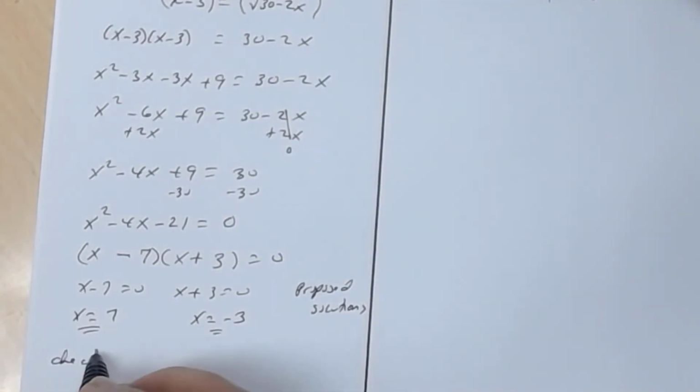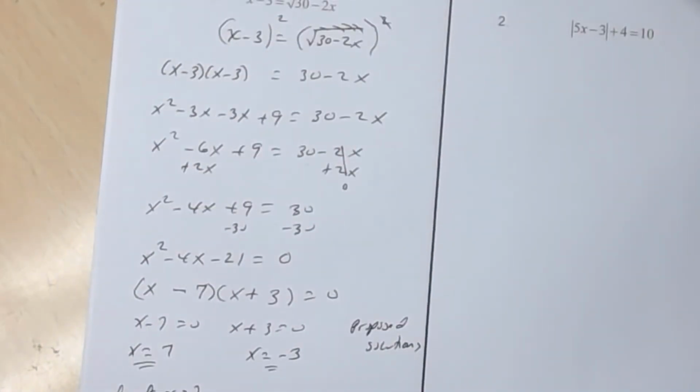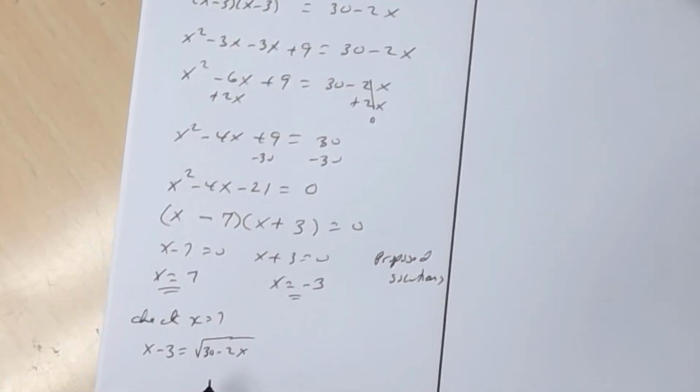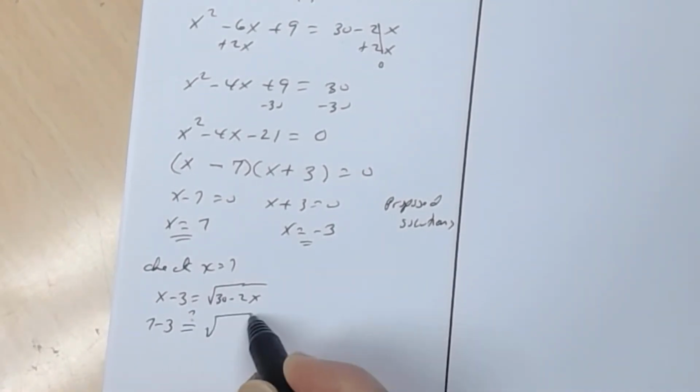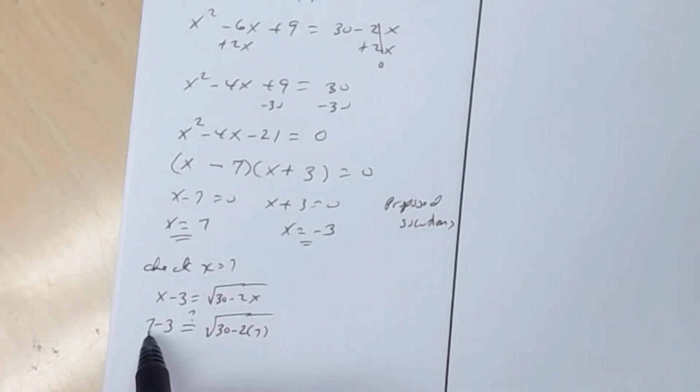So let's check x equals 7. And you go back to the original. So the original was x minus 3 equals the square root of 30 minus 2x. So wherever we see the variable x, I'm going to substitute 7. So I get 7 minus 3, and I want to see that's going to equal the square root of 30 minus 2 times 7. And so 7 minus 3 is 4. Again, I want to see that's going to equal the square root. All right, now 2 times 7 is 14. 30 minus 14 is 16, and yes, the square root of 16 does equal 4.